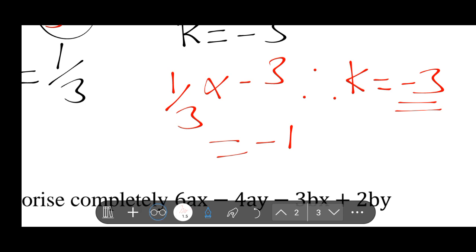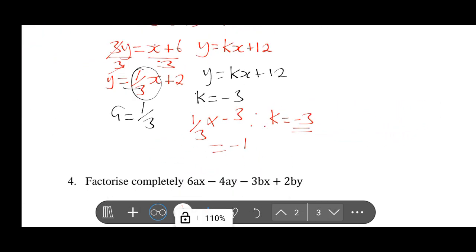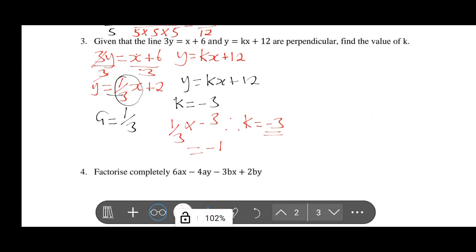That is the answer to the question that we have, which is: given that the lines 3y is equal to x plus 6 and y is equal to kx plus 12 are perpendicular, find the value of k. So the value of k is negative 3. For this line to be perpendicular to the line above, the product of the two gradients must be negative 1. In other words, k must be the negative reciprocal of 1 over 3, because 1 over 3 times negative 3 is equal to negative 1.